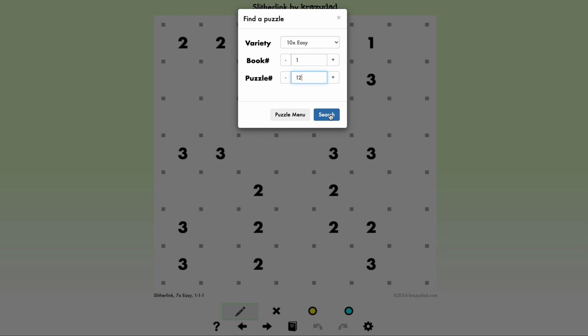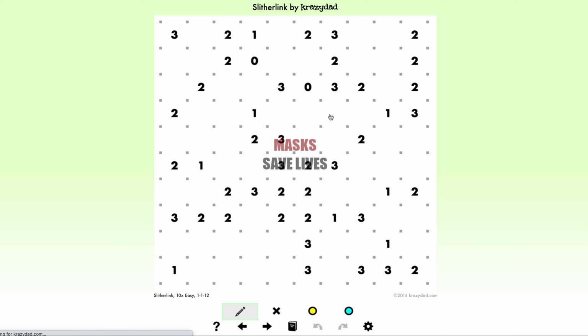And I'm going to choose one in the 10 by 10 variety, which I like because it has a bunch of patterns that are really easy to get you started. I'm assuming that you're at a pretty beginning level but that you know the rules of Slitherlink.